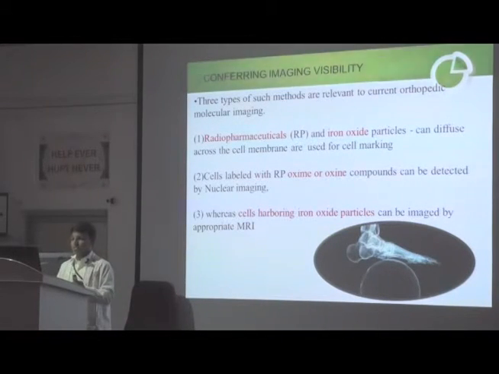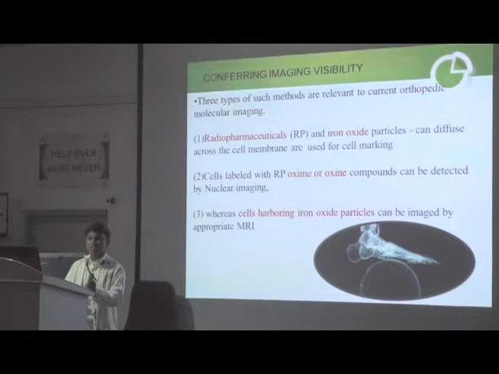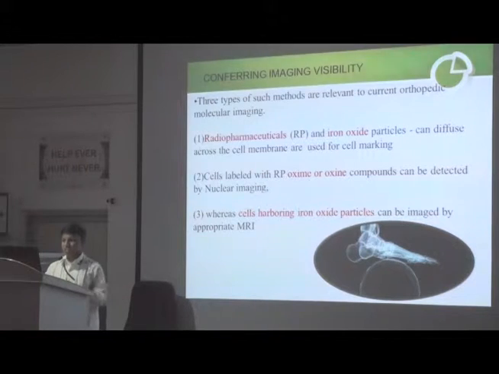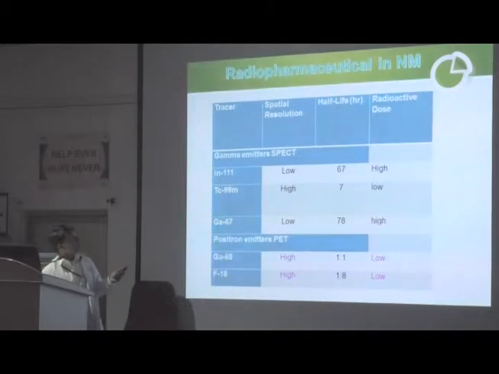Now, conferring imaging visibility, three types of such methods are relevant to current orthopedic molecular imaging. One is the radiopharmaceutical. The main difference in molecular imaging is the probes as biomarkers, because of personalized medicine. Radiopharmaceuticals and iron oxide particles can diffuse across the cell membrane or be used for cell marking. Cells labeled with radiopharmaceuticals can be detected by nuclear imaging, whereas cells harboring iron oxides can be imaged by the appropriate MRI. So here are the new radiopharmaceuticals which apply in nuclear medicine. SPECT uses indium, technetium and gallium, and PET has gallium and F18, fluorine 18.